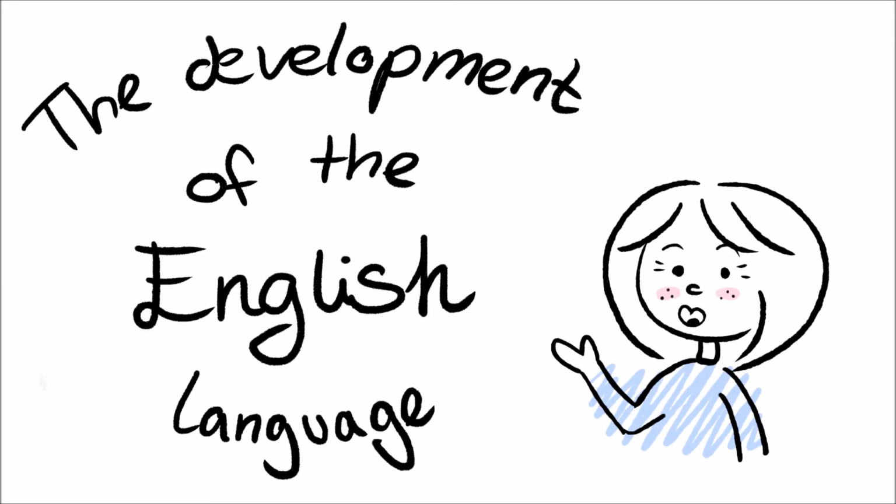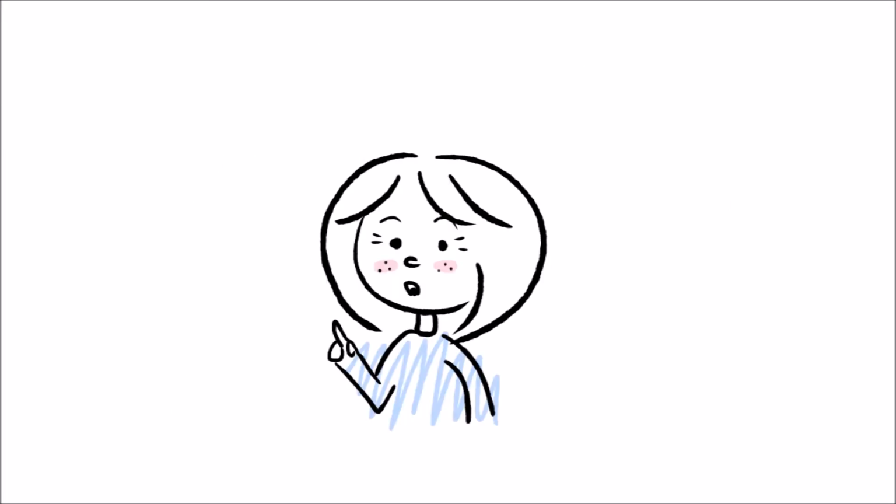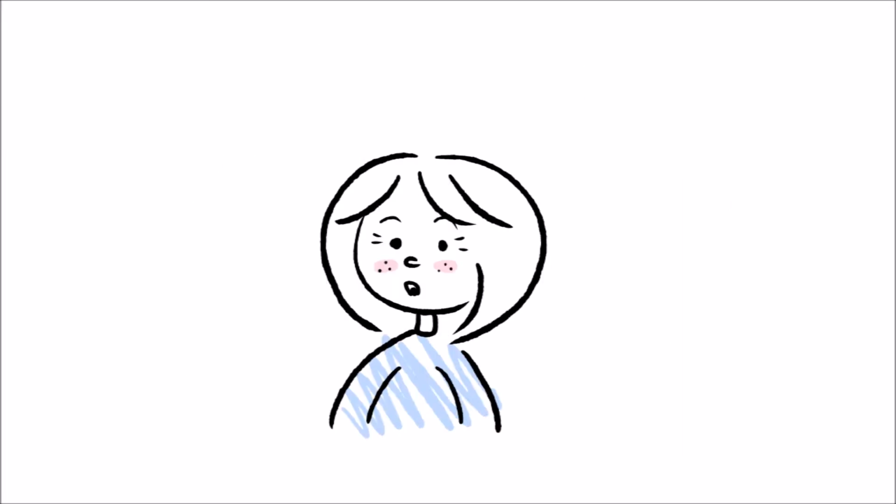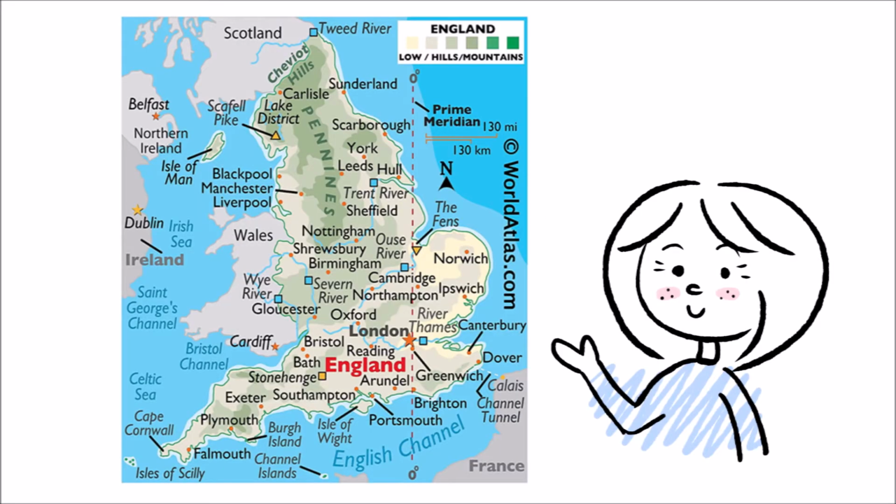Today's topic is the development of the English language. Did you know that the languages of the UK evolved around 2000 years ago? Before the arrival of the Romans in 55 BC, there was only the Celtic language spoken in the British Isles. Places like the River Wye, the River Thames, the area of Kent, Dover, and London are Celtic in origin.